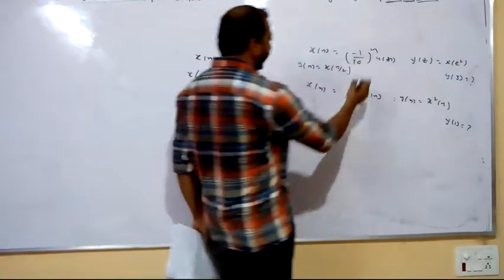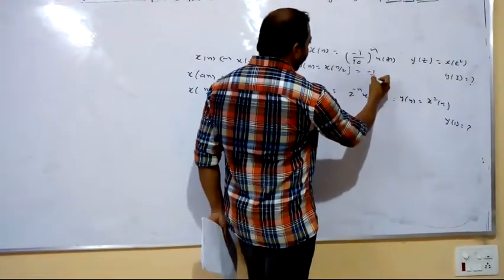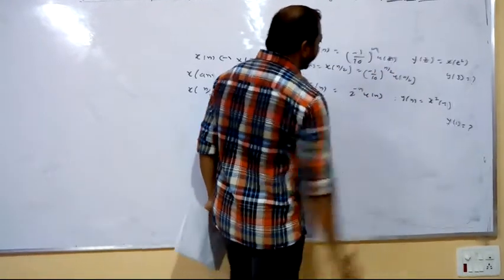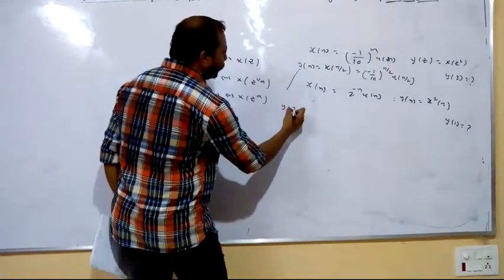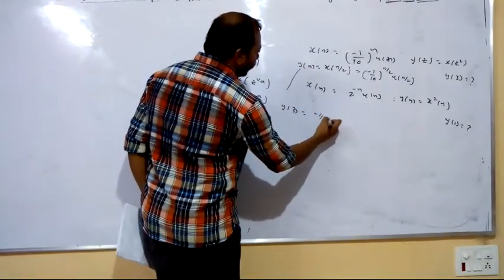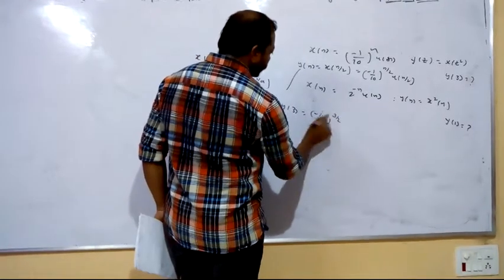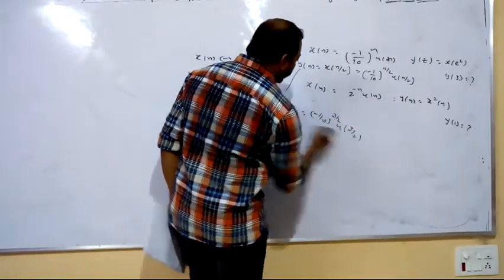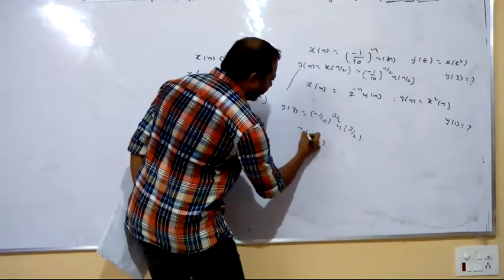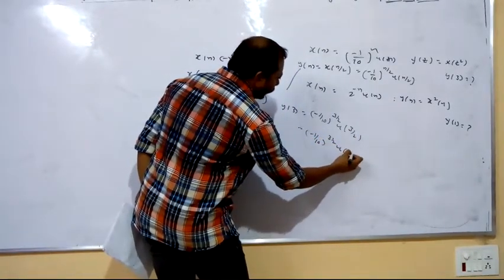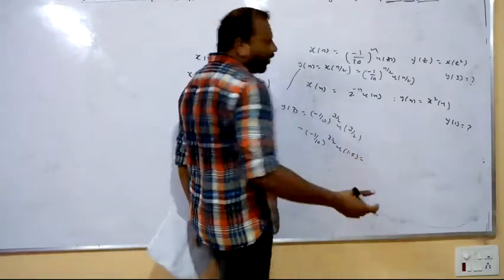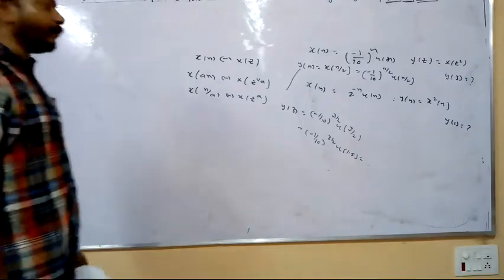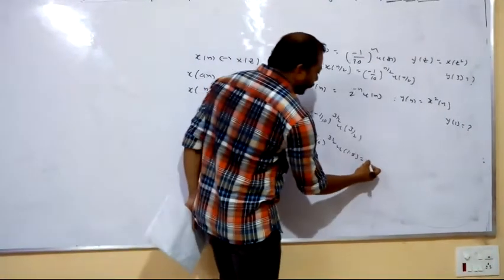So this can be represented as minus 1 by 10 whole to the power n by 2 u of n by 2. What they are asking, y of 3, is simply minus 1 by 10 whole to the power 3 by 2 into u of 3 by 2, which is u of 1.5. What is the u of 1.5? U of 1.5 may not exist because u of n exists only for integer values 1, 2, 3 like that. So this value is going to be 0 simply.